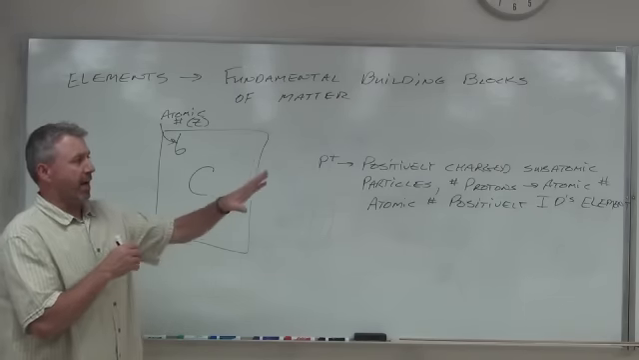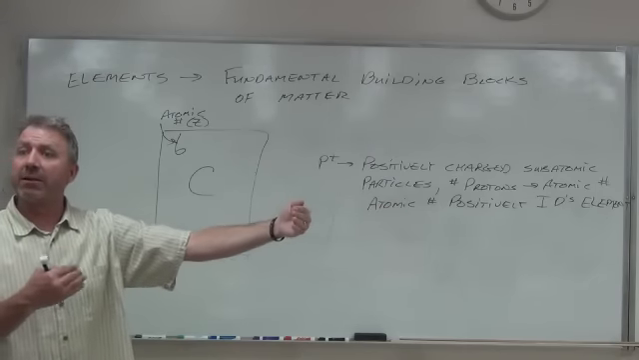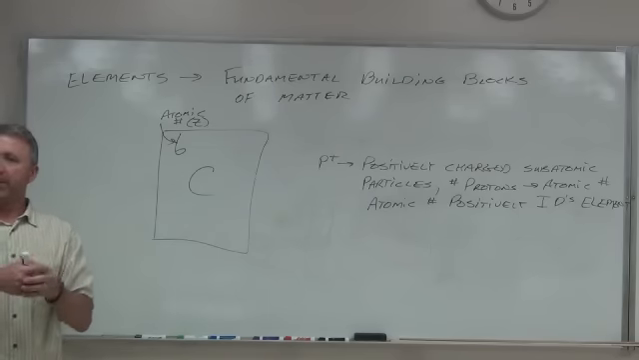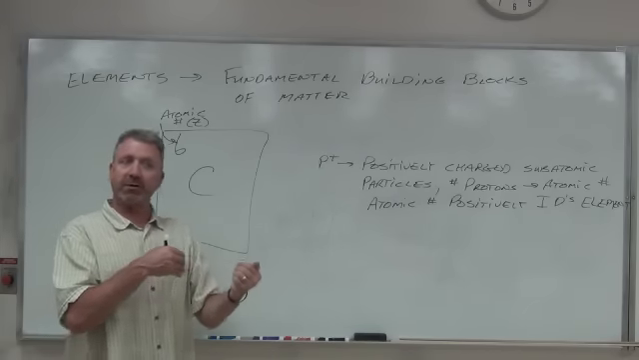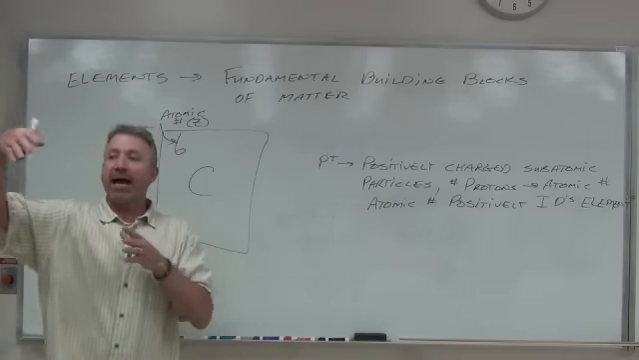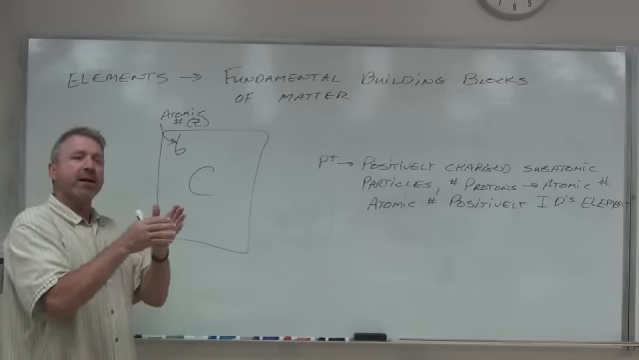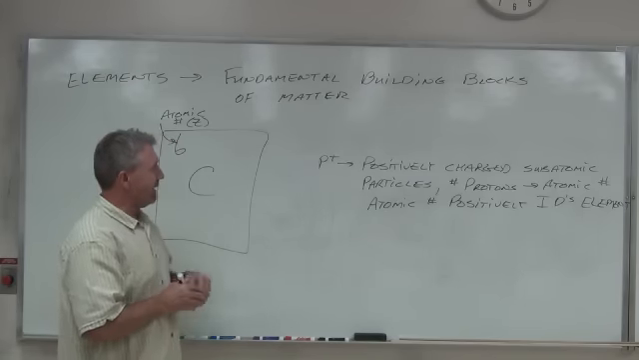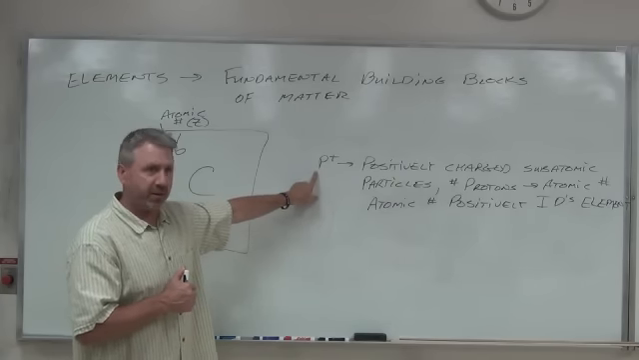Okay, so we have our elements represented on the periodic table by elemental symbols. The smallest indivisible unit of an element is an atom, meaning that an atom possesses all the same chemical and physical properties as any other mass of that particular element. It's the smallest mass that still retains the identity of that element. And in the atom, we have subatomic particles: protons, neutrons, and electrons.